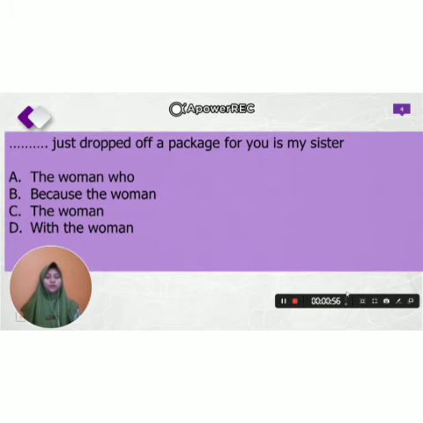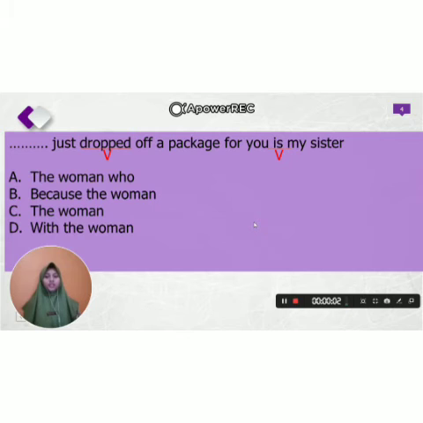Okay, let's move to the other example. This is an example for a problem, right? Blah blah blah just drop off a package for you is my sister. Okay, the first thing we must look for is what is missing in this sentence. In this sentence there are verbs. Drop is a verb, and then is is a verb. We must look for a subject and then connector and subject. Let's see the options.